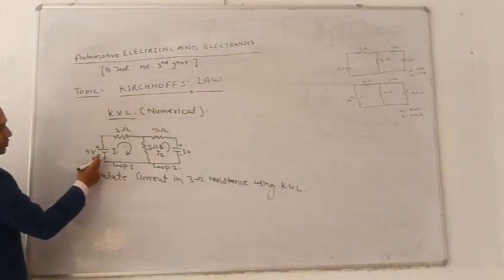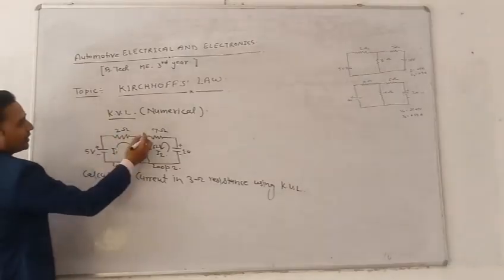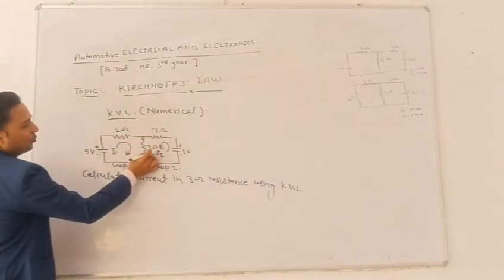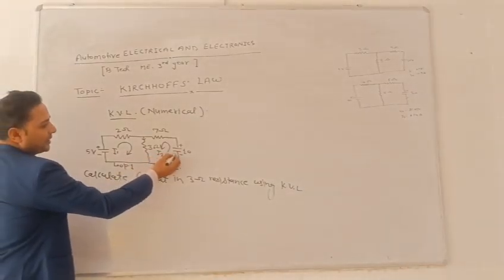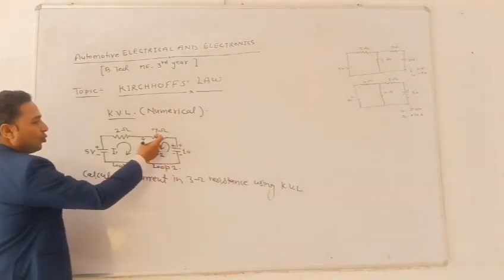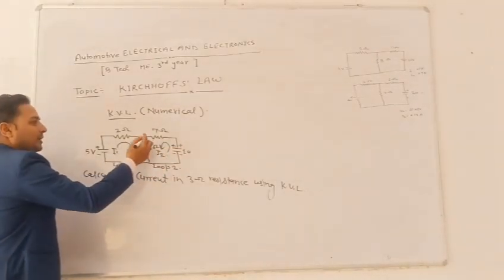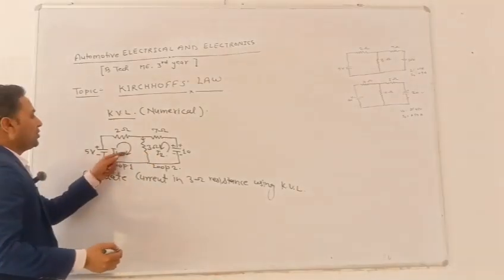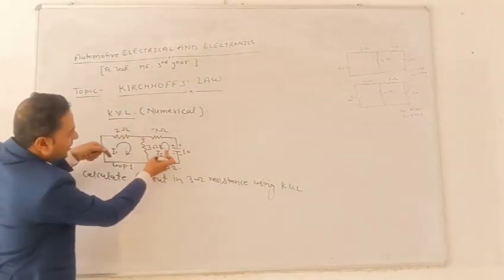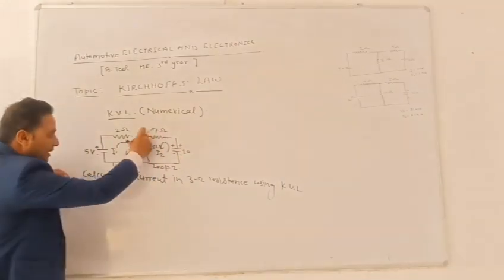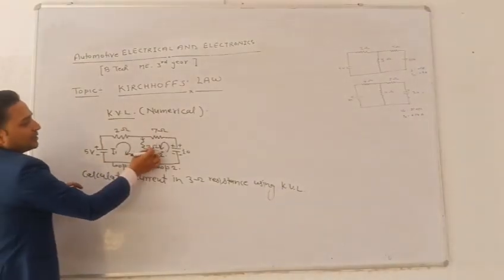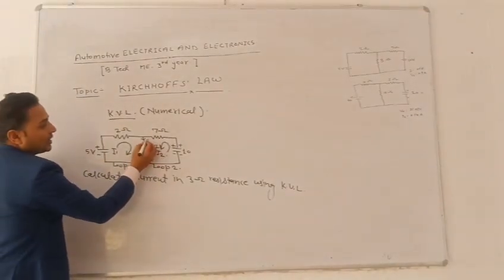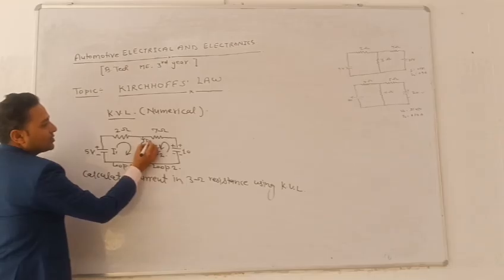This current enters at the negative sign and reaches the 3 ohm resistance branch. This current also enters at the negative sign and comes to the 3 ohm resistance. So I1 comes here and I2 also comes here, in the same direction. So in the 3 ohm resistance, total current will be I1 plus I2.